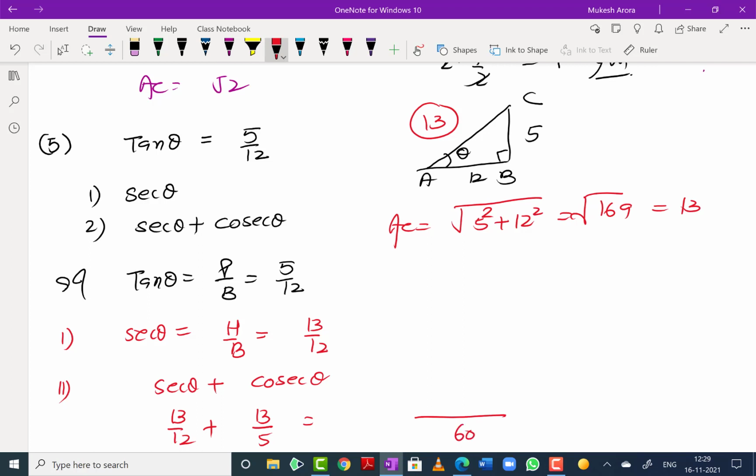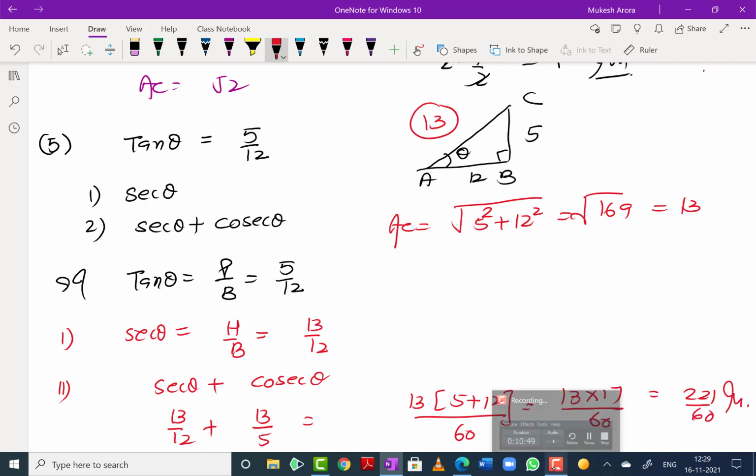So LCM will be 60. 13 is common. 5 plus 12. 13 into 17 by 60. So this will be 221 by 60. So that is all for today.